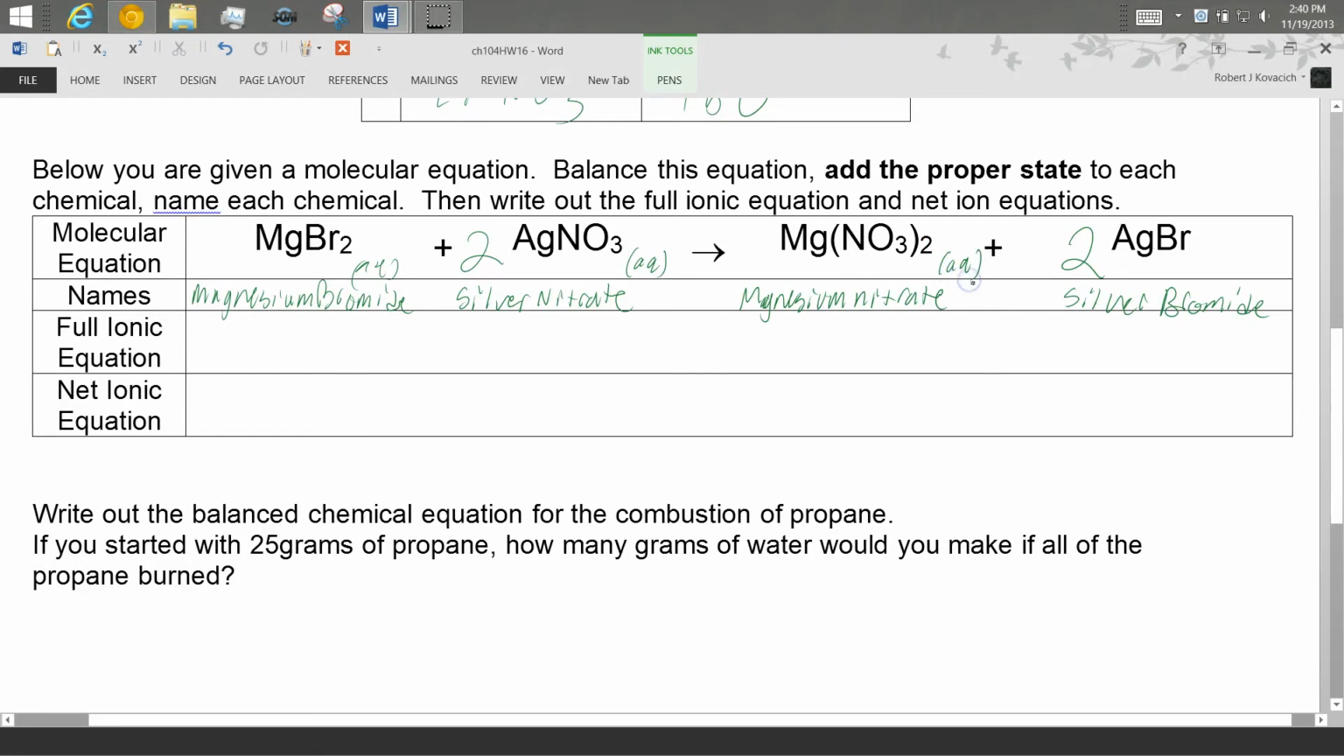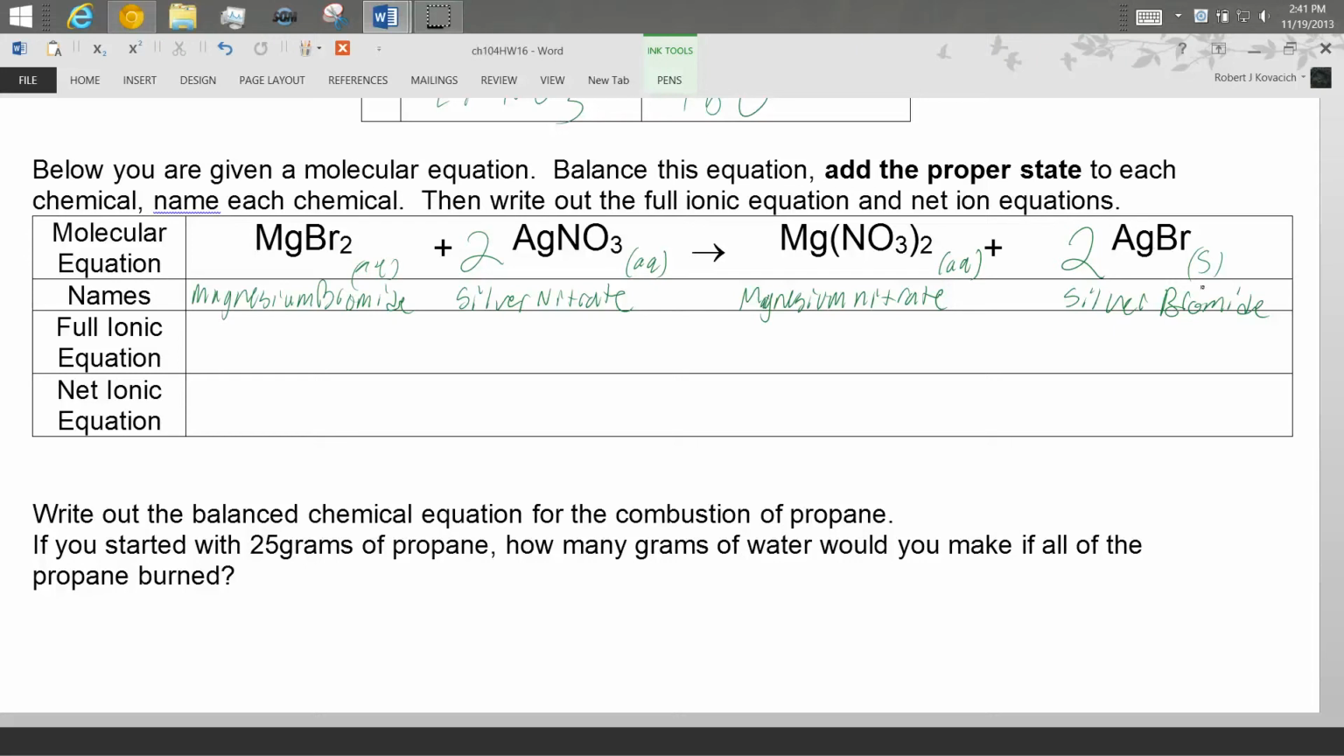Aqueous, right? We don't have a magnesium rule, and we just said that the nitrates were soluble. And then the last one? It's a solid. Why is this one a solid? Silver's rule says it's solid, and bromine's rule says it's soluble, but bromine is lower on the list than the silver, so the silver rule supersedes. So this guy's going to be solid.